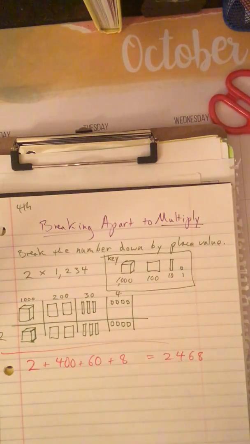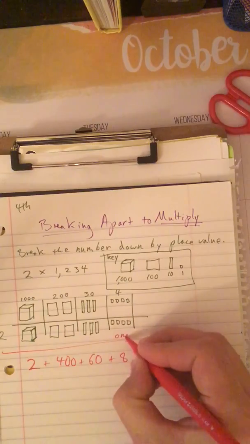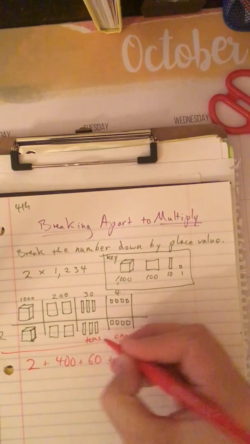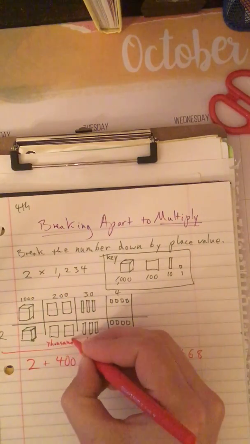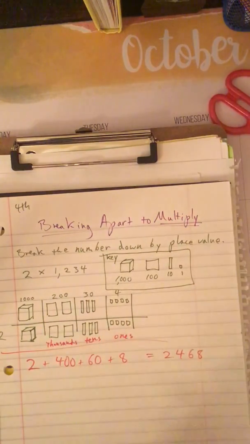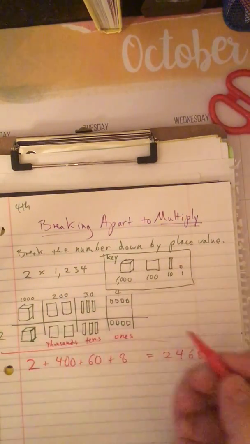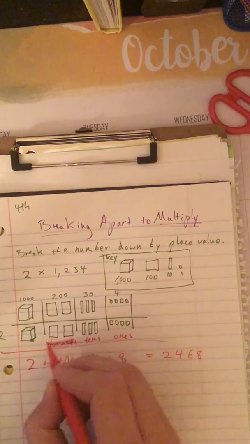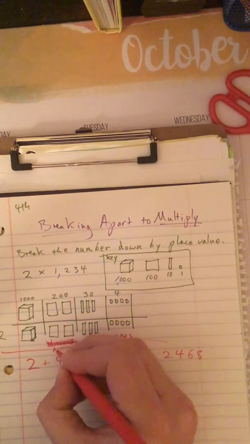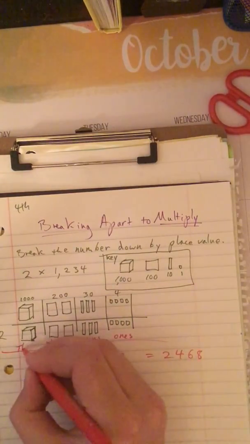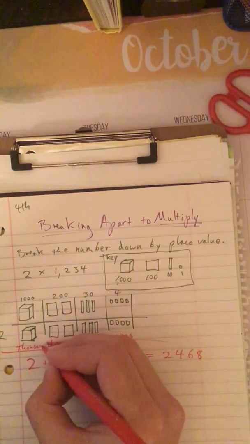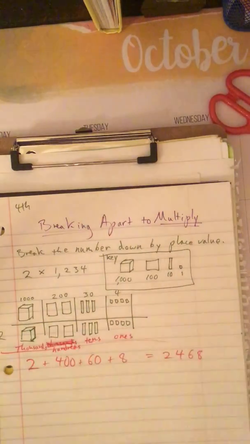Quick review for you, right? You can even put it ones, tens, thousands. Make sure you can see that, thousands. Oh, I'm so sorry. Mr. Fudge messed up. Hundreds, and then thousands. Right? Okay.